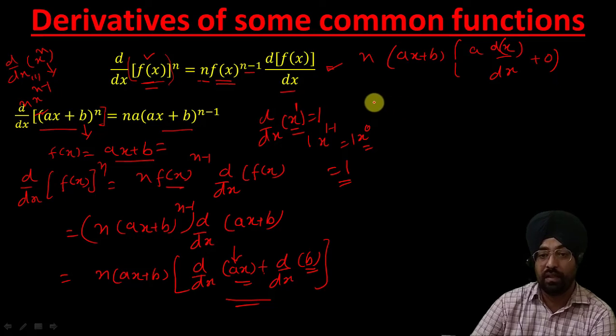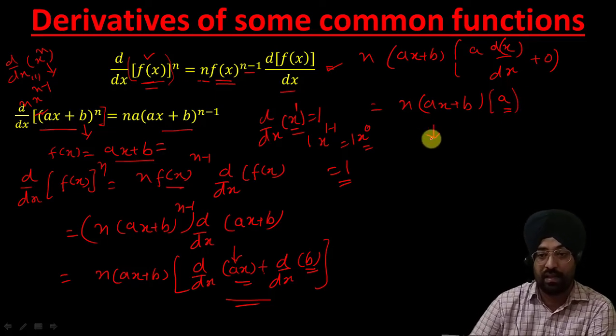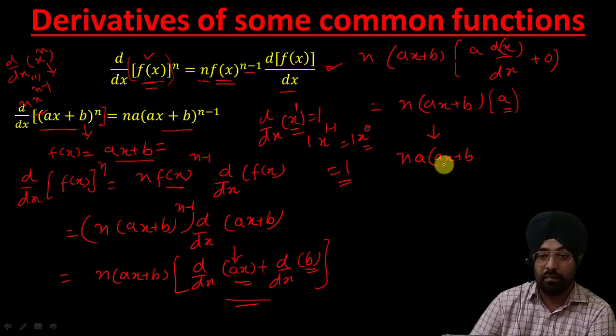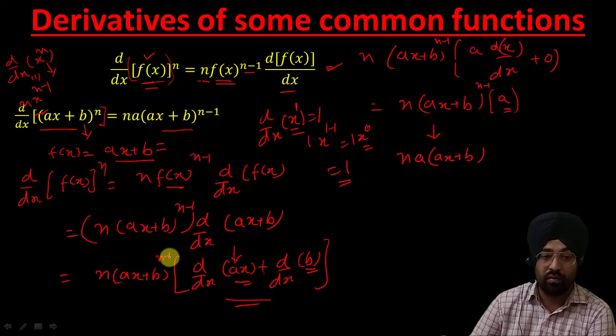So it becomes n times (ax plus b) multiplied by a. This derivative is 1, so what is left is a. So it can be written as n a (ax plus b), raised to the power n minus 1. So that is what we had to prove.